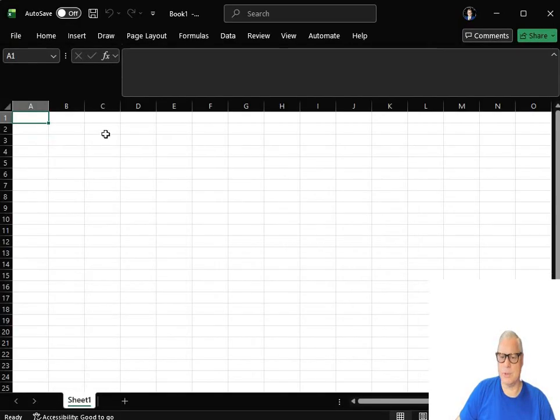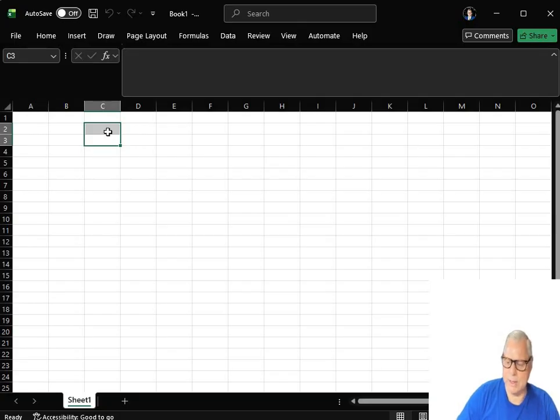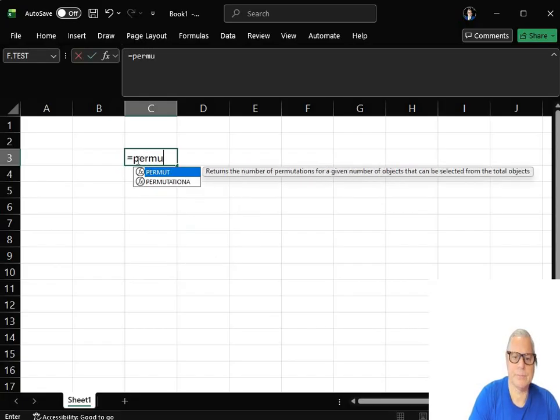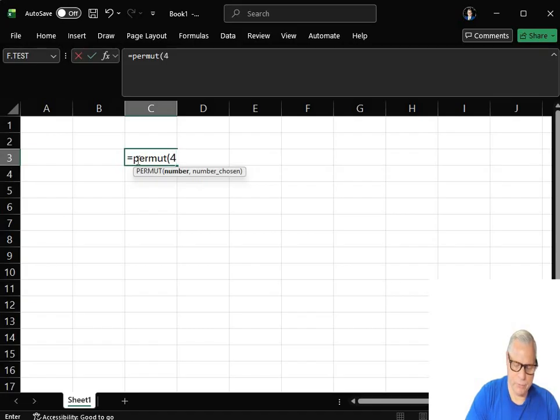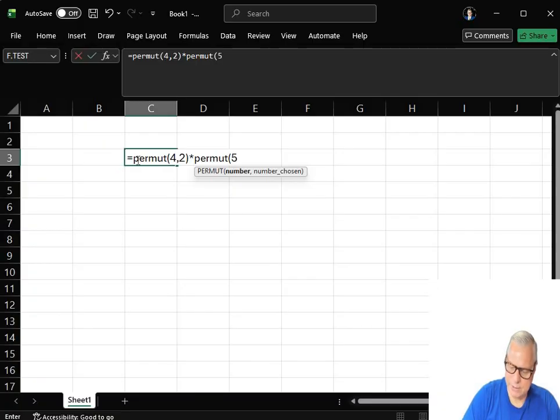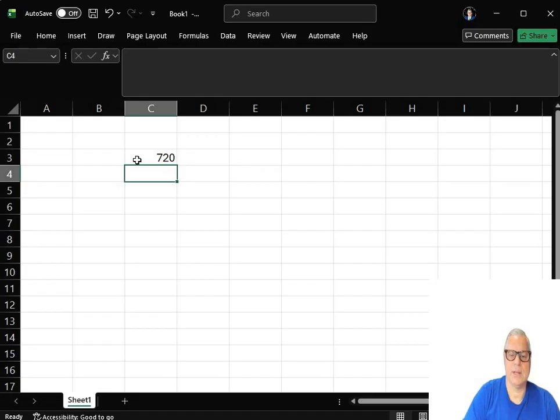But of course, we will do that in Excel. So in Excel, we can also calculate and multiply. For example, the first one was permutation. We can say PERMUT 4, 2, so from 4 choose 2, times PERMUT from 5 choose 3, and that's the 720.